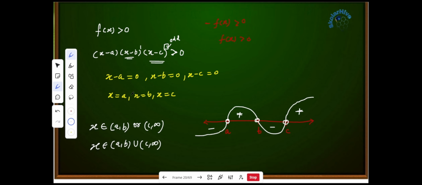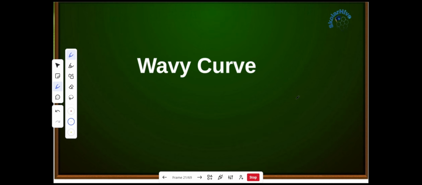Now what if we have an equal to in place of this greater than, that is, we have the greater than equal to symbol? Then in that case we'll include all these points, we'll shade these points, and they will be included in the interval. So let's see. Here we have the linear factors x minus a power 2, x minus b, x minus c, and this is greater than equal to 0.